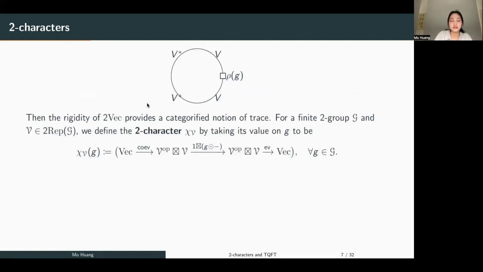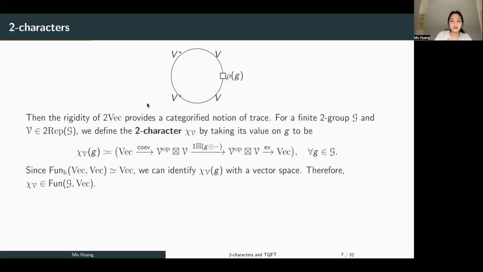Then the rigidity of 2Vect provides a categorified notion of this trace. For a finite 2-group G and a 2-representation V, we define the 2-character chi V by taking its value on G to be the composition of these three functors that follows.